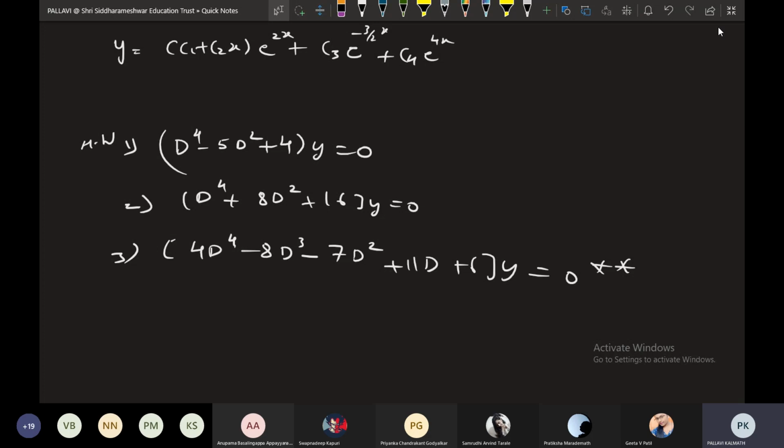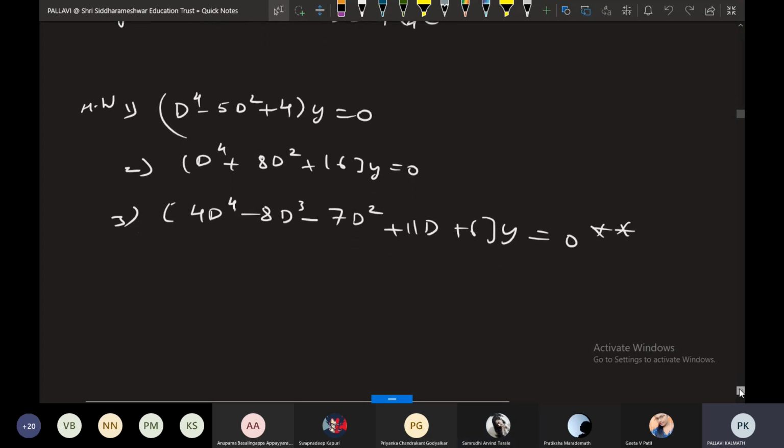Okay, the first one is D raised to 4 minus 5D square plus 4 into y equals 0. Answer: 1, minus 1, 2, minus 2, ma'am. Okay, how did you get the roots? Ma'am, by synthetic division method. Okay. Anyone else? Same, ma'am. The method used is synthetic division only.